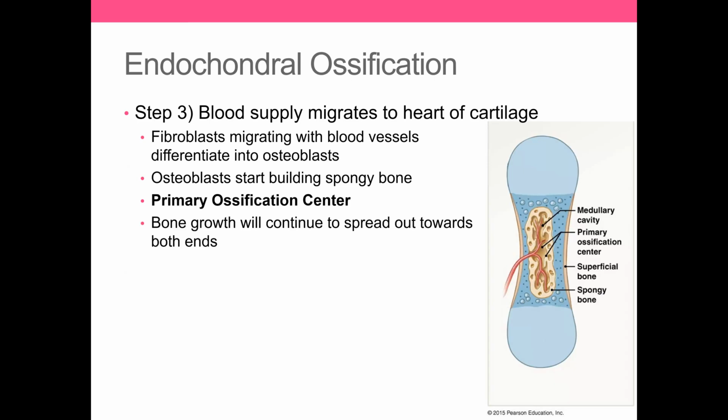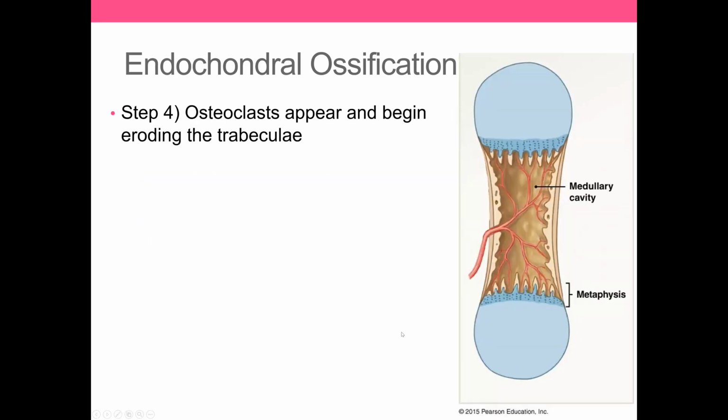Bone growth at this point is going to continue to spread outwards to both ends, so top and bottom. And it will also spread out within the diaphysis as well. And so the goal here is to ossify the entire diaphysis. So step 4, now we pretty much have bone in the entire diaphysis region or shaft region.